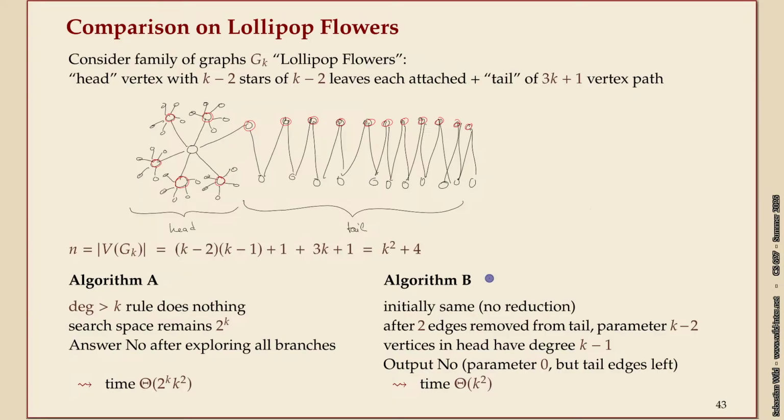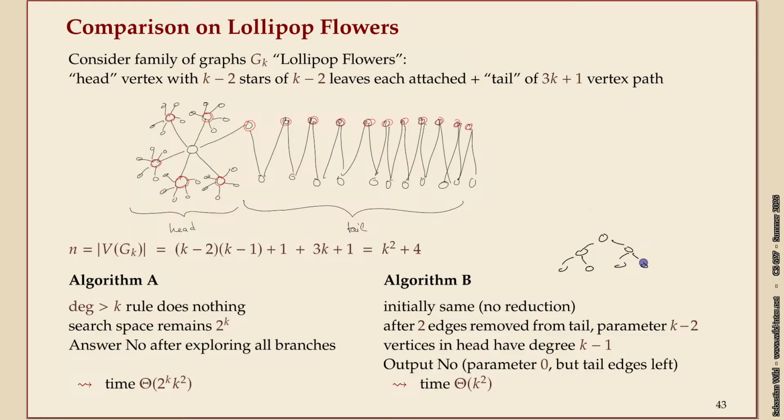Our algorithm B, the interleaved version, initially also doesn't do anything, right? And then it picks one edge and nothing happens, and it picks the second edge. So we go down, the recursion tree goes down 2 levels.